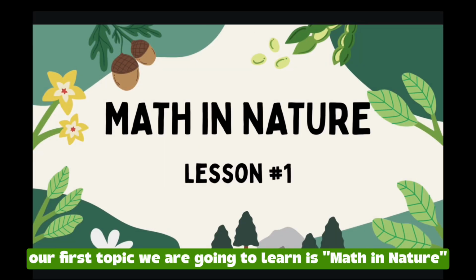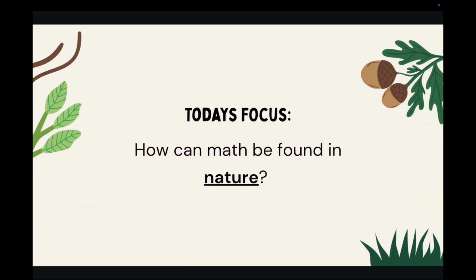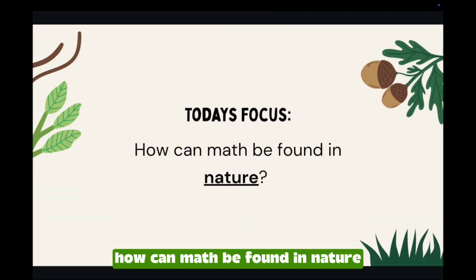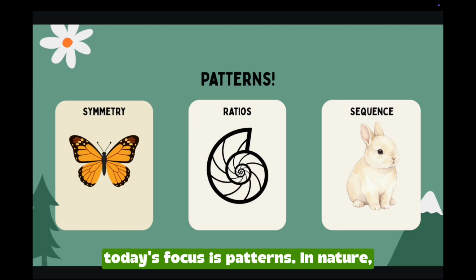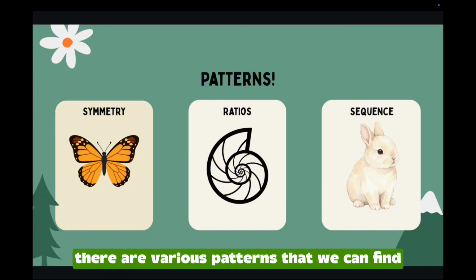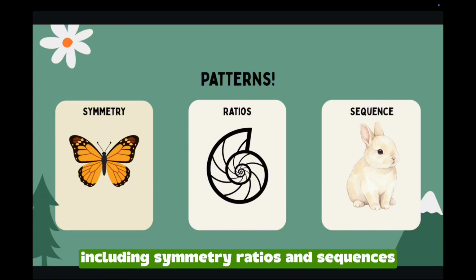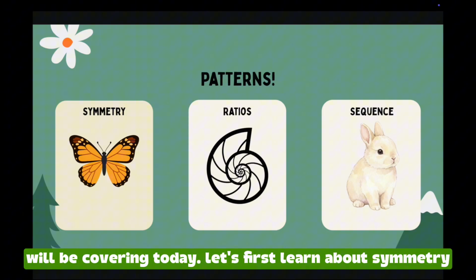Our first topic we are going to learn is math and nature. Our central question for today is how can math be found in nature? In other words, we are going to investigate how we can express various aspects of nature using math. Regarding math, today's focus is patterns. In nature, there are various patterns that we can find, including symmetry, ratios, and sequence. These are the three main topics we'll be covering today.